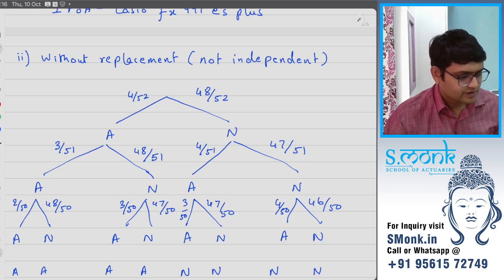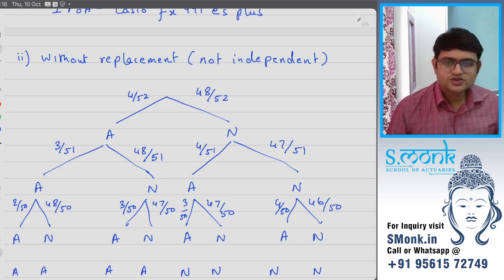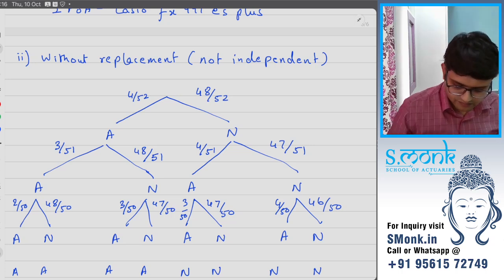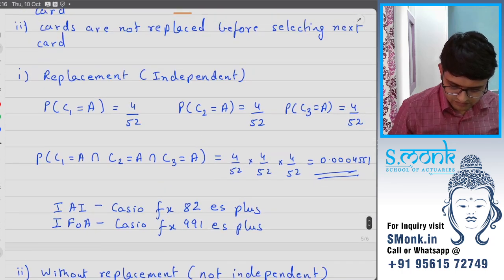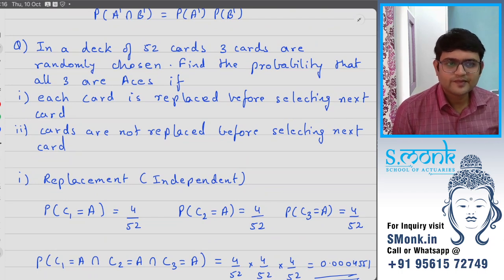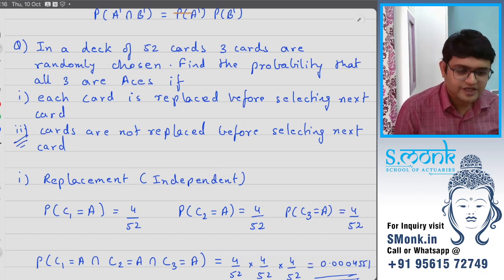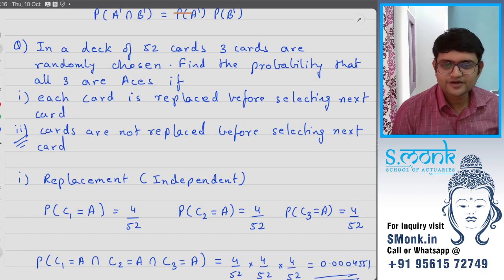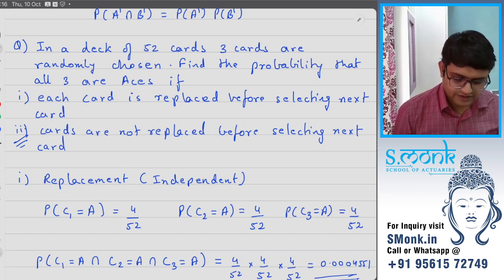So yesterday we solved this question where we said, in a deck of 52 cards, 3 cards are randomly chosen. Find the probability that all 3 are aces if, we were seeing the second part, the cards are not replaced before selecting the next card, right?